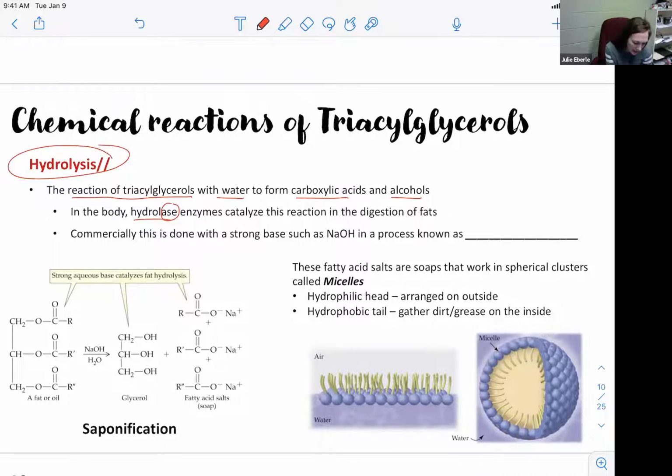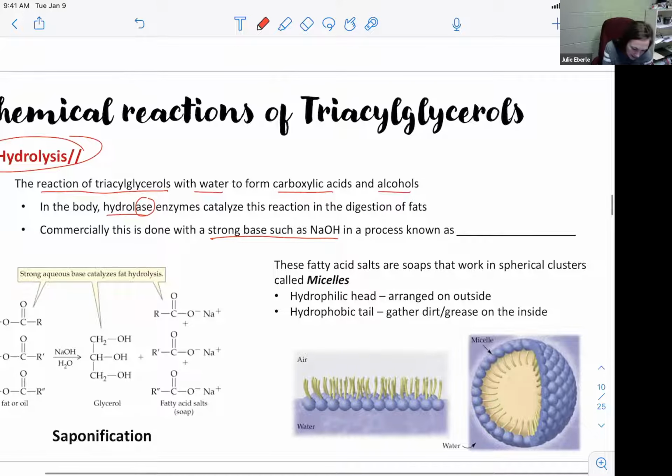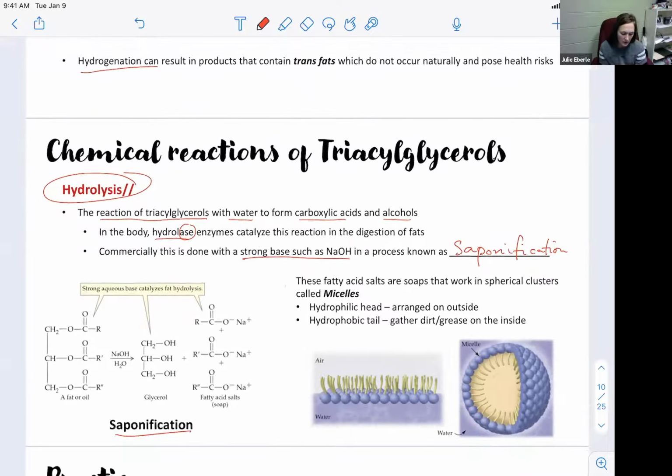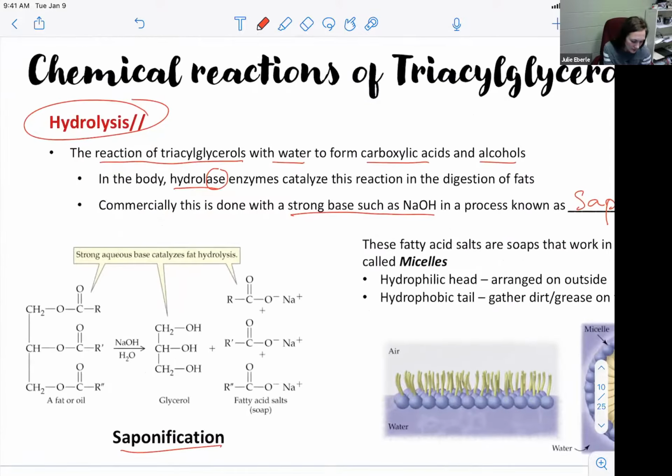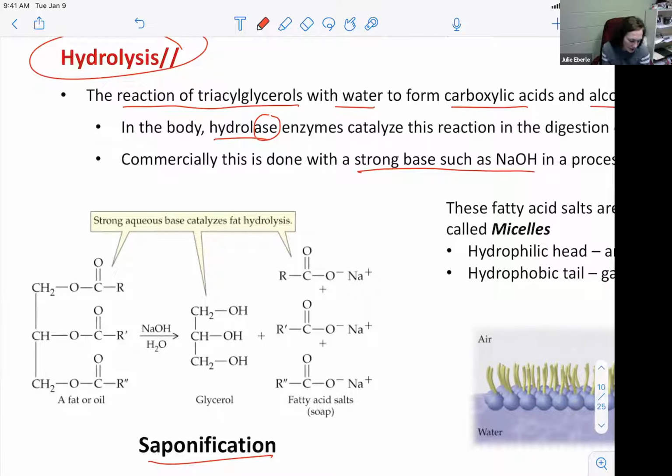Commercially, okay, in the lab, this is done with really strong base, such as sodium hydroxide. And commercially, we call the process saponification. The word is also at the bottom of the slide down here, saponification. This is how we get soap. This is how we make soap, by the way. We know soap and water doesn't mix, right? So water's polar, soaps are non-polar. Soaps are fatty acids.